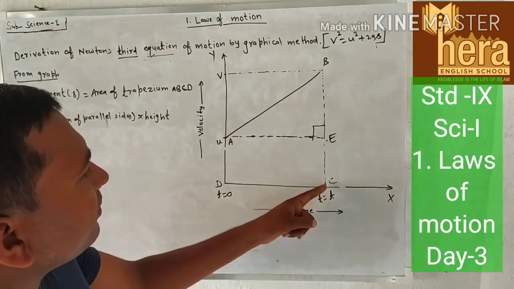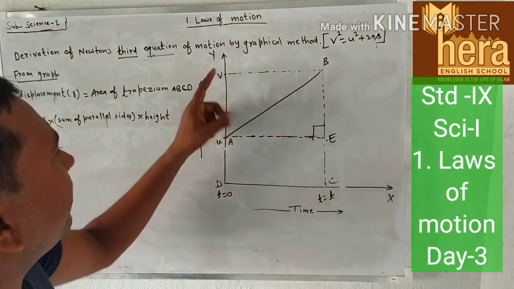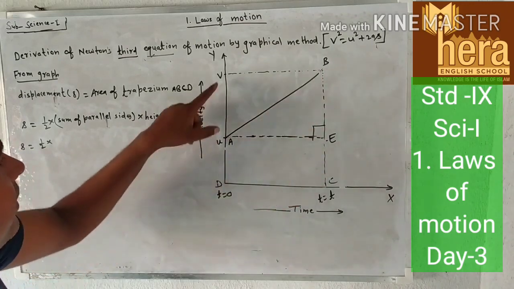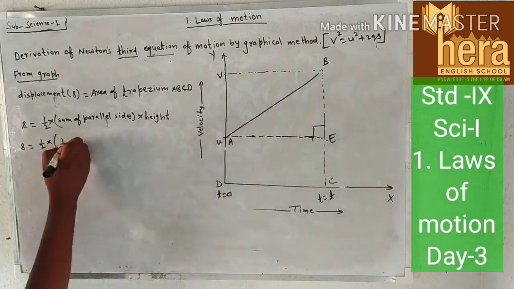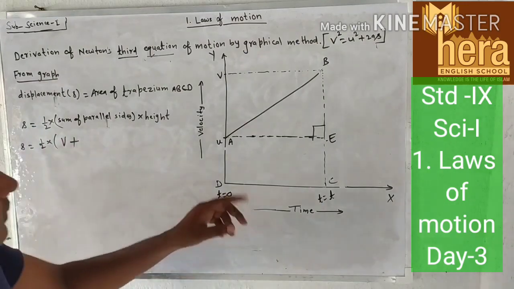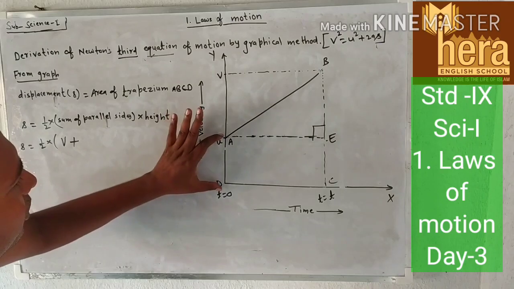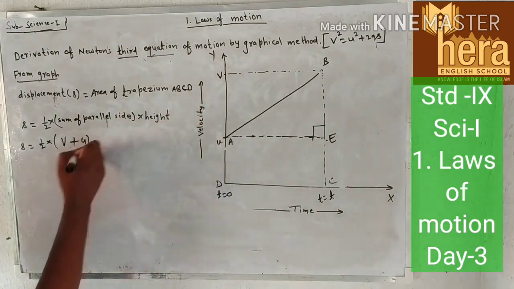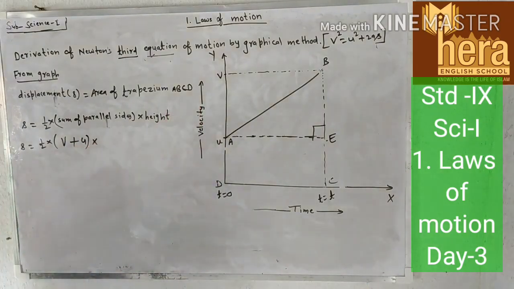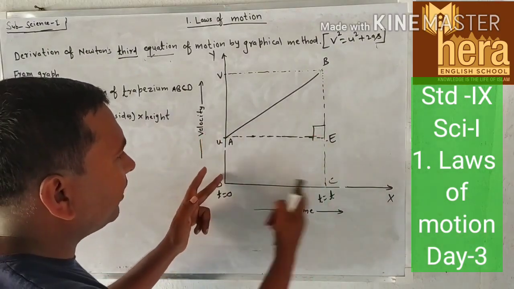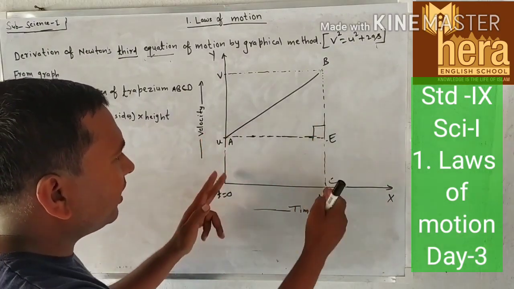So this side, from here to here, is V. And the other side, from here to here, is U. So V plus U into height. This will be your height.